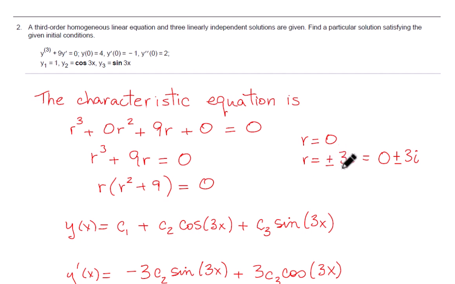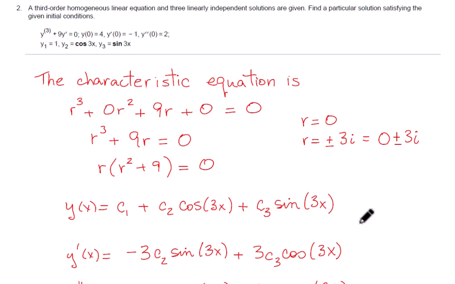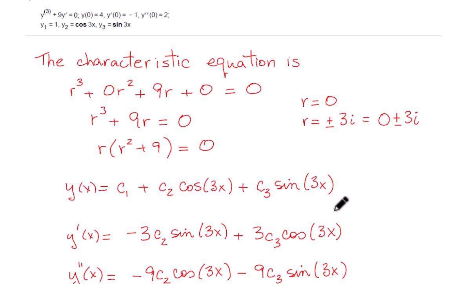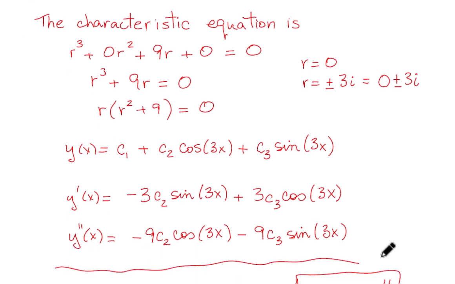So plus or minus 3i, or of the full complex form, 0 plus or minus 3i. So the e to the 0 part would be missing. So I just have the cosine and sine pieces. Since r is 0, e to the 0 is 1, so I just get the constant. And so there's my basic solution for our third order problem. So if I differentiate this once, differentiate it twice by the chain rule, we get that.